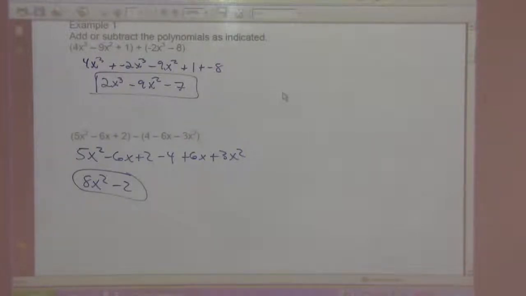And we go on to the next page. Feel free to pause if you need some more time there.